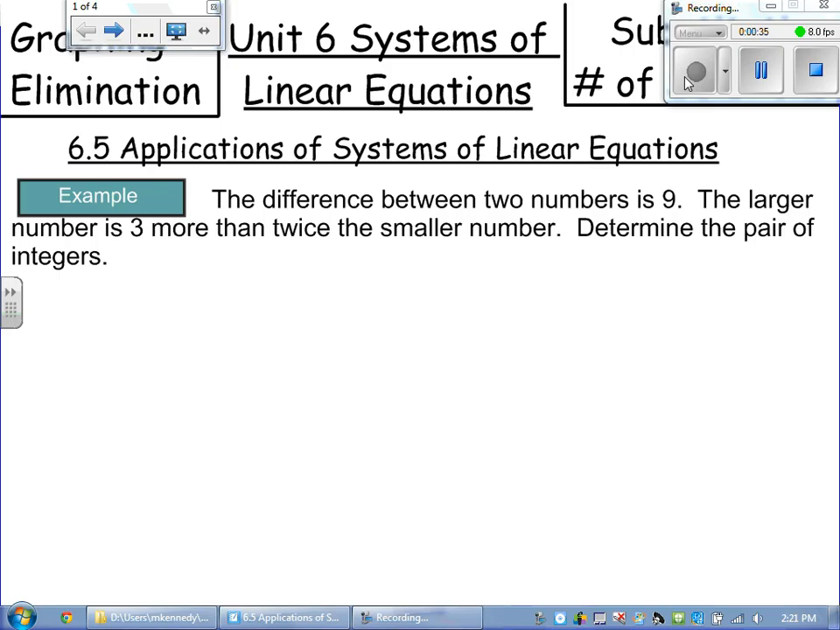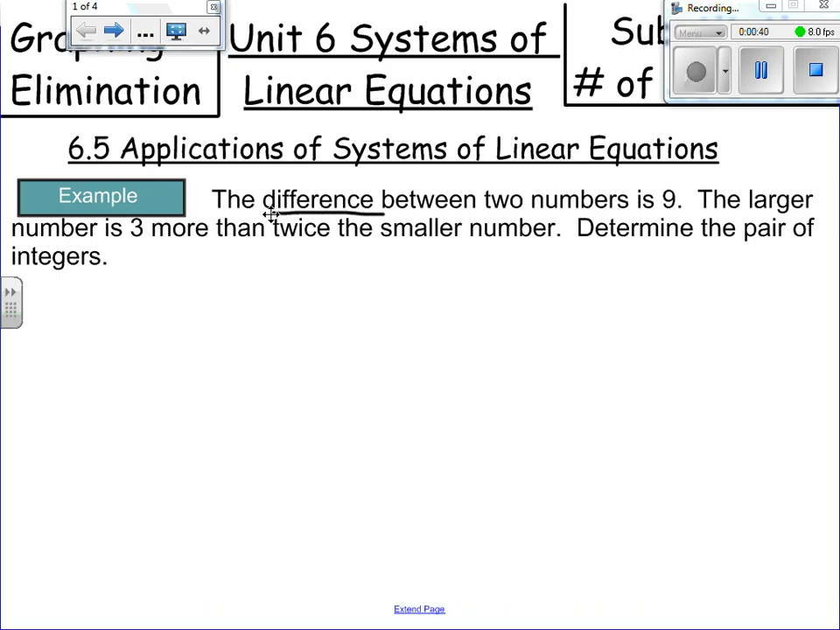So, the difference between two numbers. Difference. What does difference mean? Subtraction. So the difference between two numbers is 9. Do we know what those two numbers are? No. So let's call them x and y. And you said it was difference, right? So subtraction. The difference between two numbers is 9.